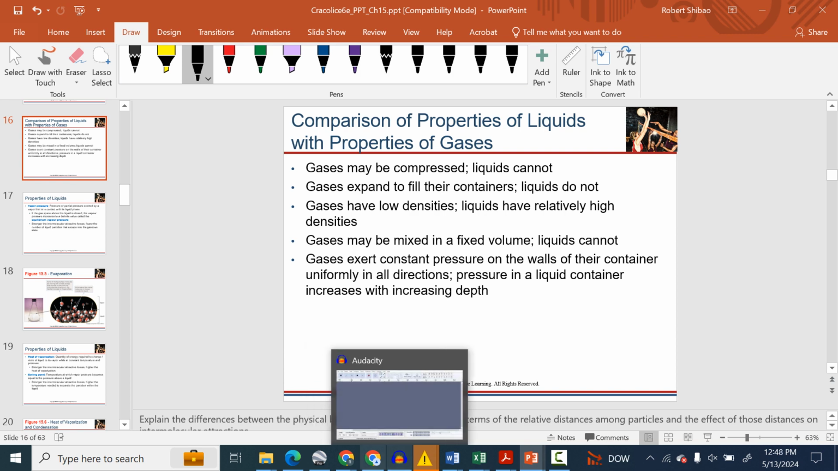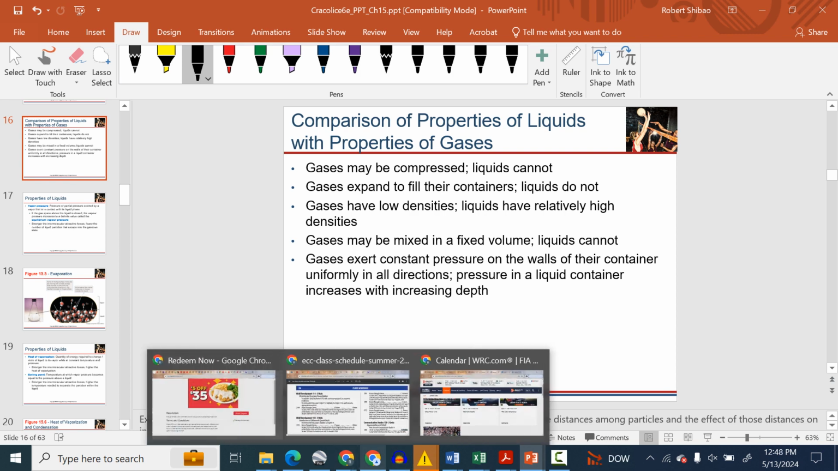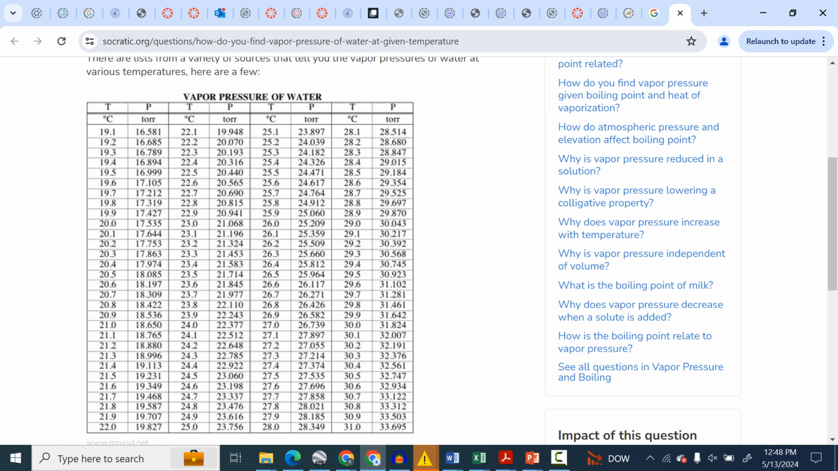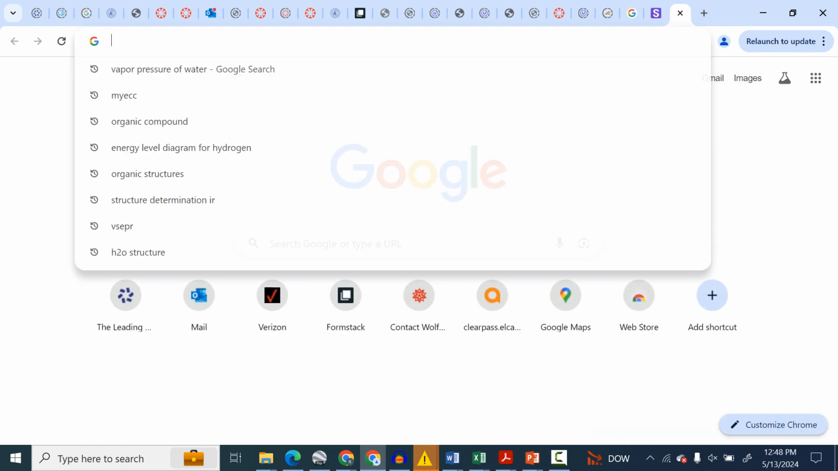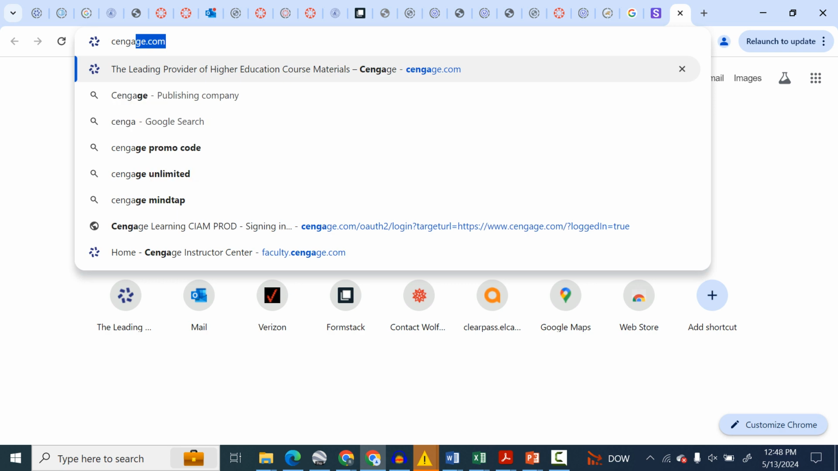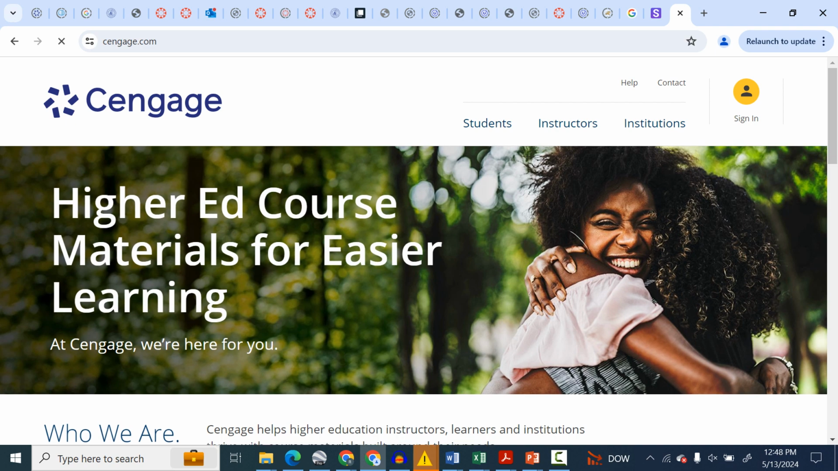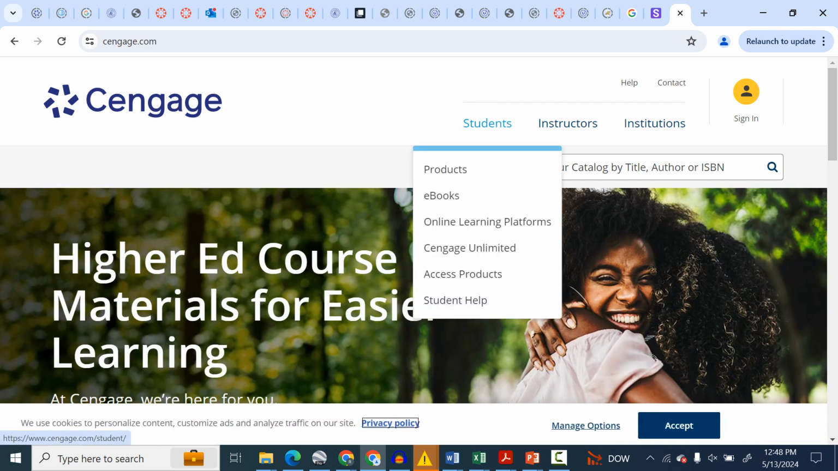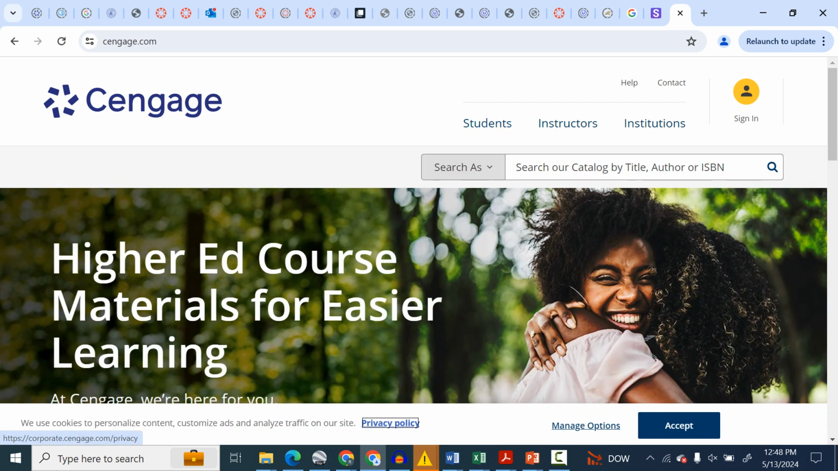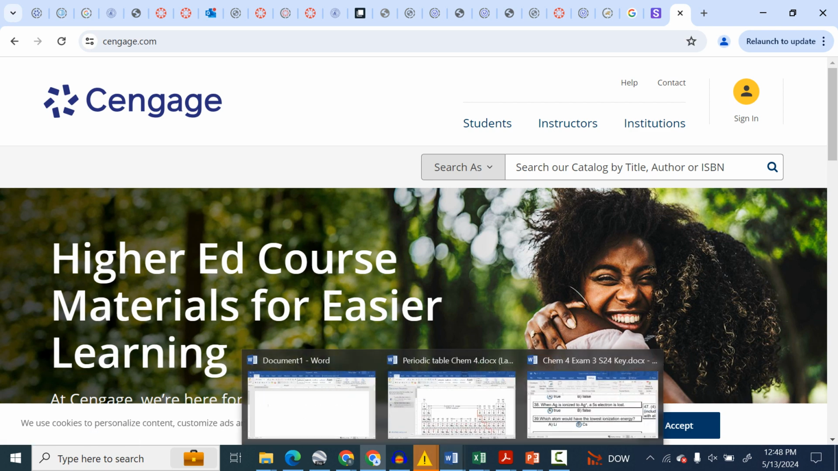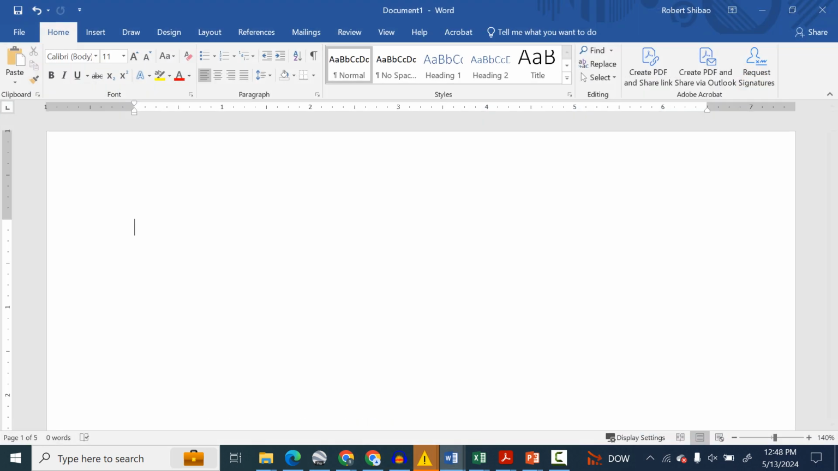We're running out of time. I'll look at some problems next time. Right now, what I want to do is a little bit of gas stoichiometry here.